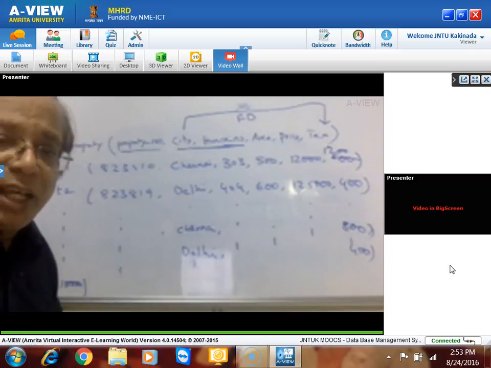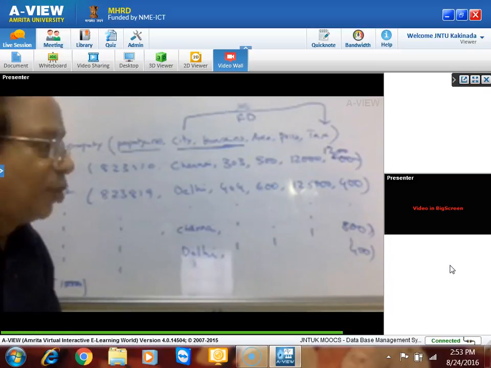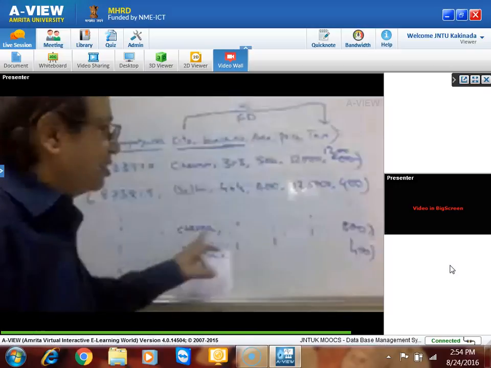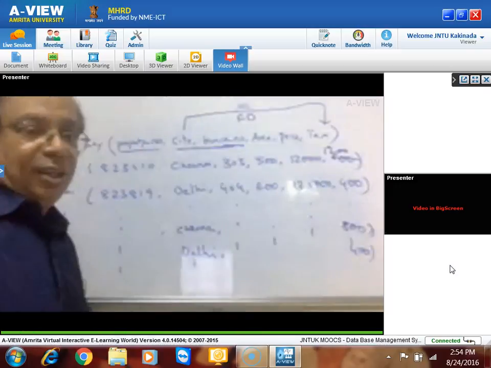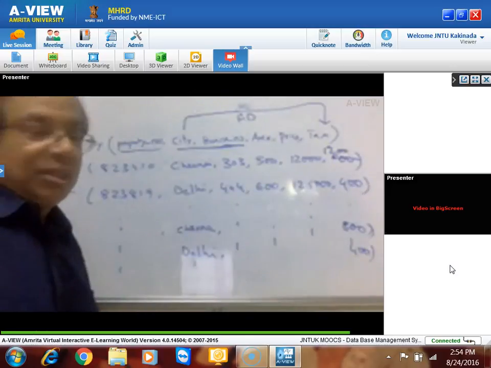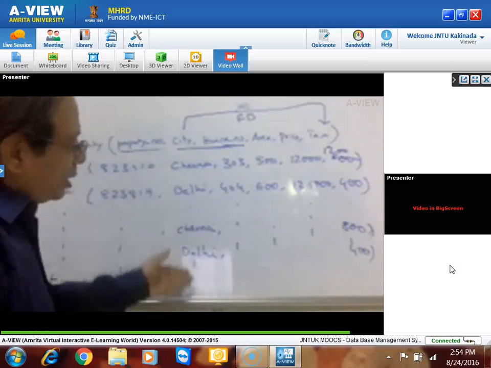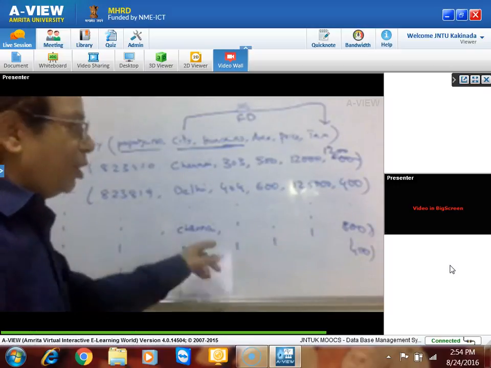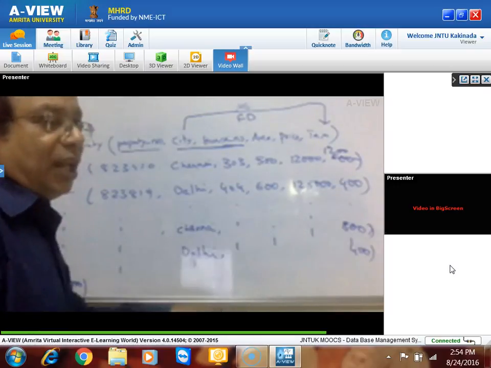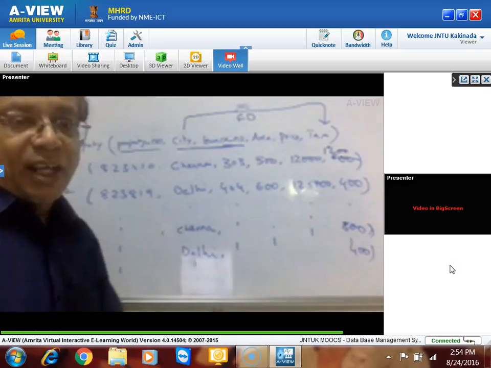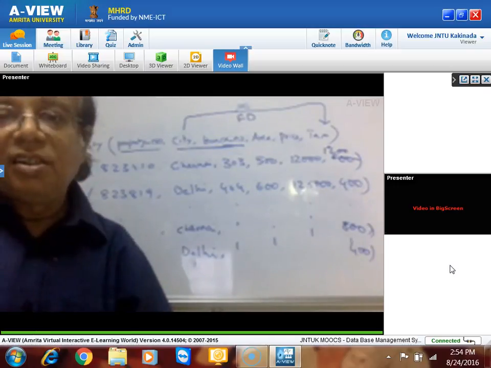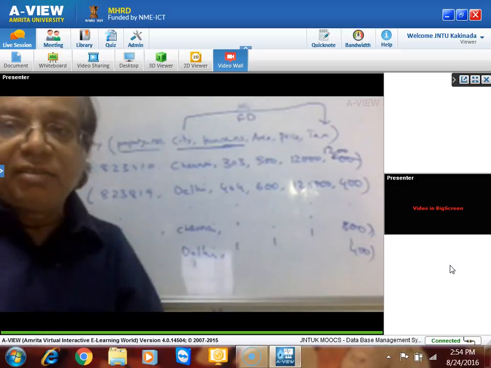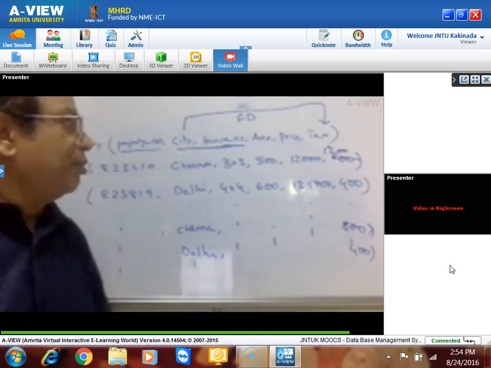Otherwise, you will have an update anomaly. Somewhere you have changed it to 1200, somewhere else it still stays 800. And finding all the places, if you forgot to change even one location, then you will have an inconsistency as far as the database is concerned. This is what we call an update anomaly.